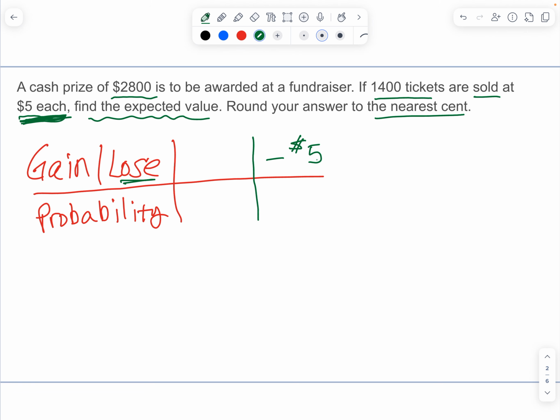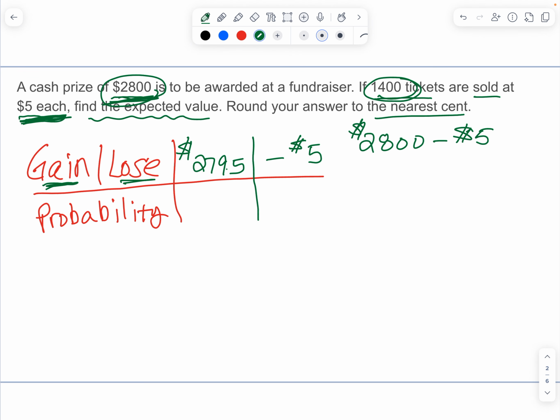So if you've lost $5 and you're trying to win $2,800, what could you be expected to win? Let's keep our money with our money here. So $2,800 is what you're trying to win, but in order to win it, you got to slap down $5. So what you would gain would be what? $2,795. Okay, so that's our gain or lose row.